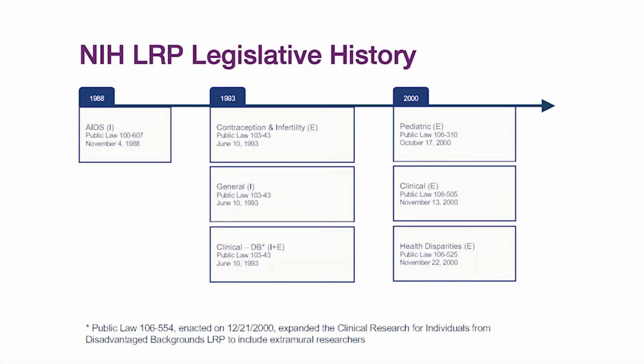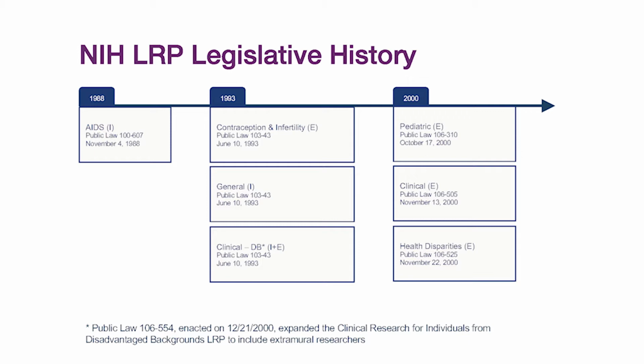We're going to start today by talking a little bit about the legislative history of the Loan Repayment Program, because it sets the stage for the changes that are taking place this year in the program. The initial loan repayment program began in 1988 with support for scholars who were conducting AIDS research, under Public Law 100-607.